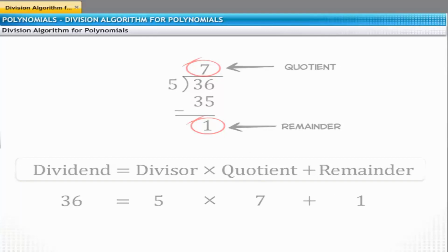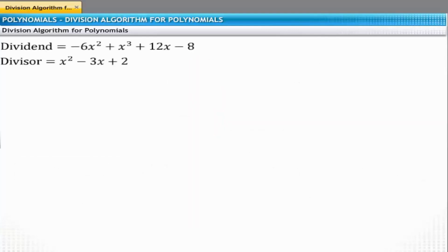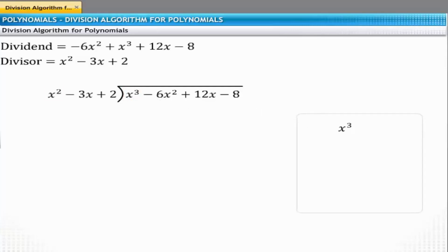Suppose we have polynomials as the dividend and divisor. To perform the division, first we arrange the terms of dividend and divisor in decreasing order of their degrees. Thus, the dividend becomes x cubed minus 6x squared plus 12x minus 8. Let's perform the division. First, we'll divide the first term of the dividend, x cubed, by the first term of the divisor, x squared. We get x. This is the first term of the quotient.